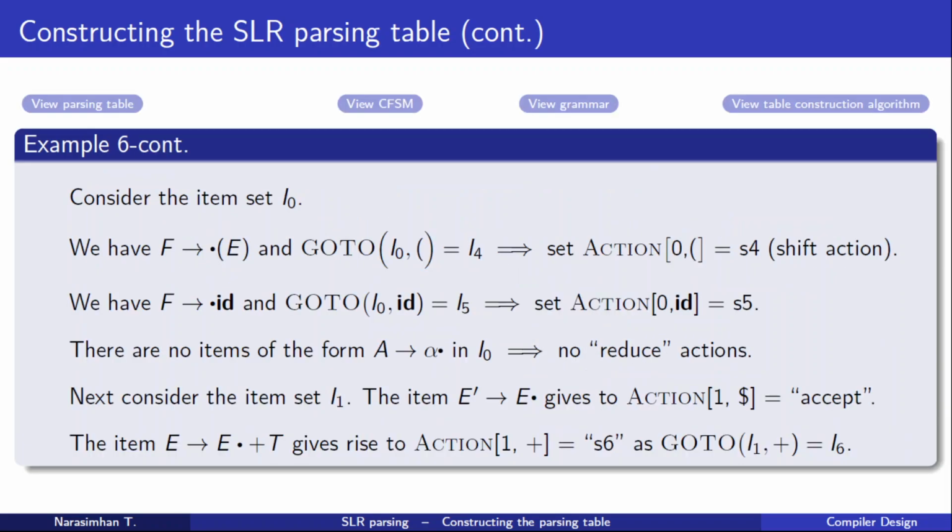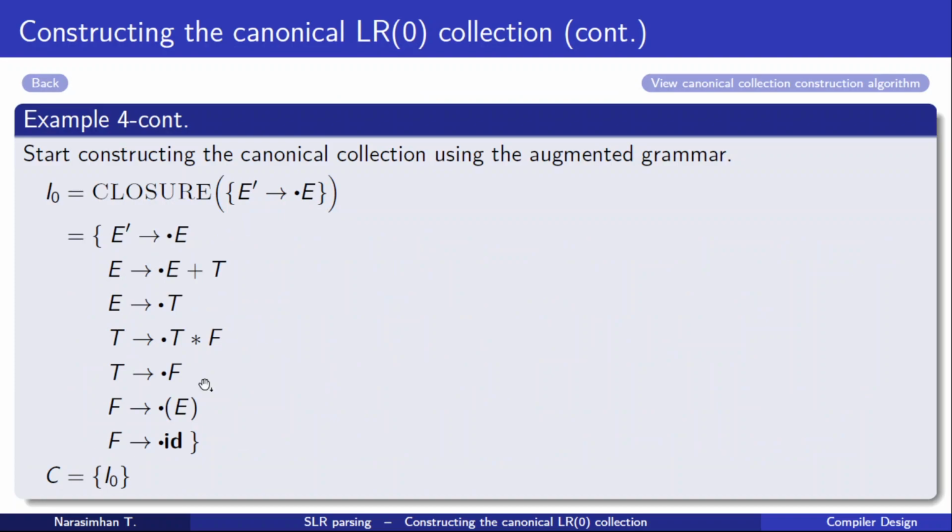Now let us take the item sets one by one and try to fill in the entries in the corresponding row of the parsing table. Let us start with I0. In I0 you find that there are no reduce items, you have only shift items. This is one shift item, F giving dot parenthesized E. This is another shift item, F giving dot id. Corresponding to each of these shift items, you will have one shift entry each in the parsing table. There are no reduce items here, so there will not be any reduce entries corresponding to the state I0.